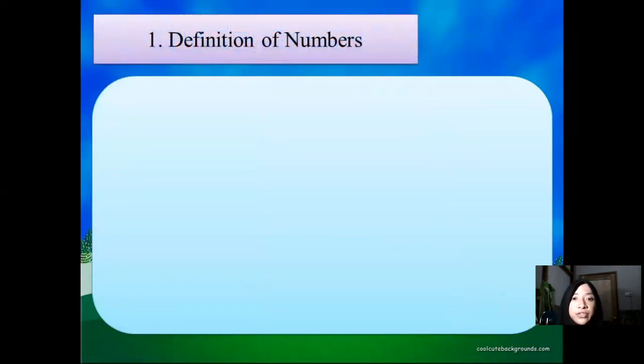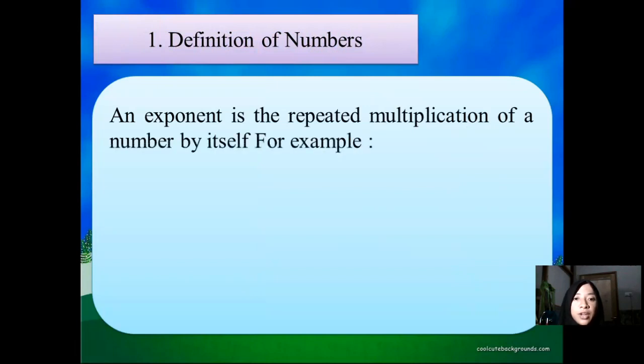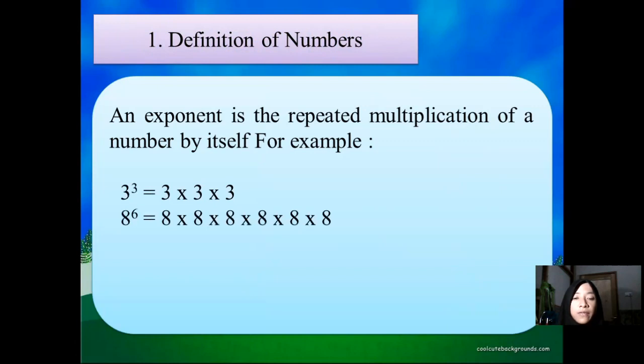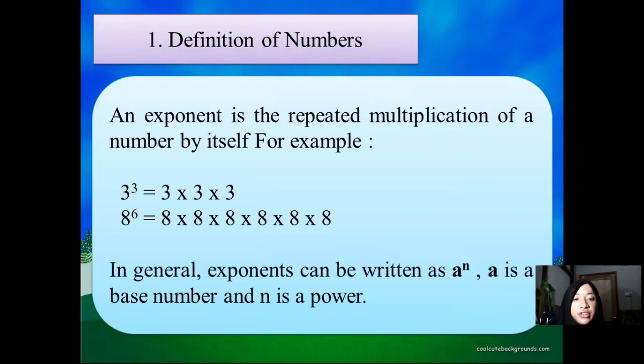The first, definition of exponents. An exponent is the repeated multiplication of a number by itself. For example, 3 to the power of 3 equals 3 times 3 times 3, and 8 to the power of 6 equals 8 times 8 times 8 times, etc. In general, an exponent can be written as a to the power of n. a is the base number and n is the power.